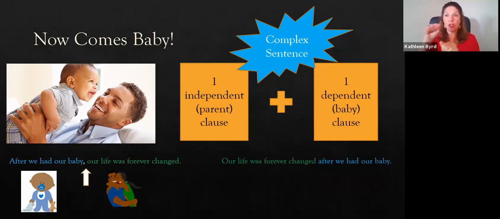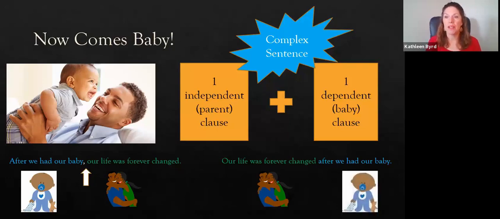Now let's switch the order of the clauses. Our life was forever changed after we had our baby. We started with an independent clause. Now parents, they're independent. They can be on their own. They're fine. They don't need extra help, so no comma. And then our baby.